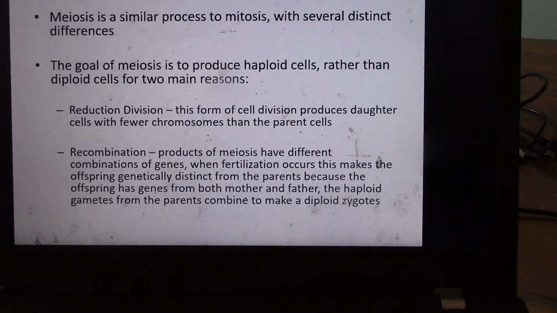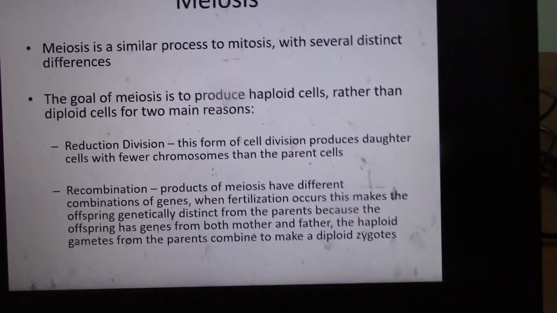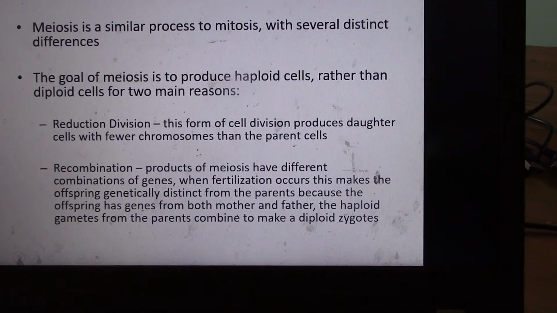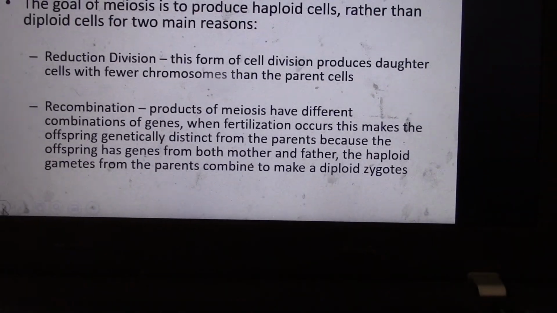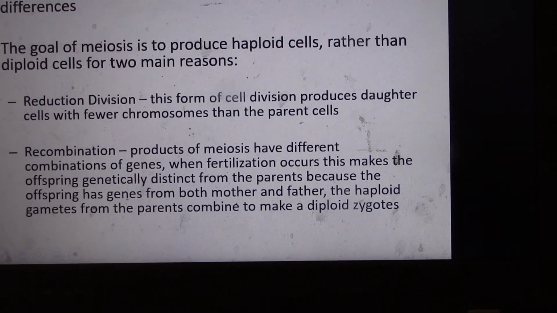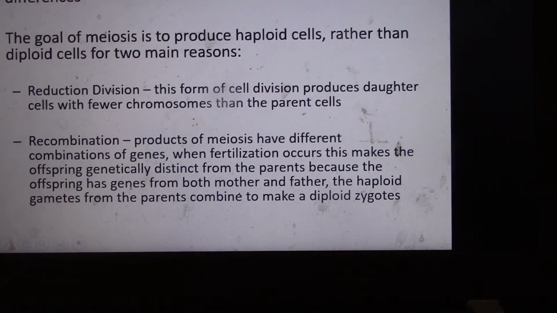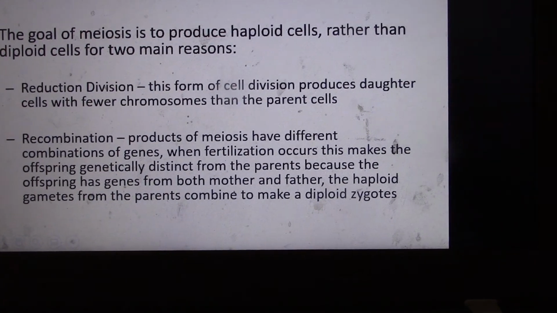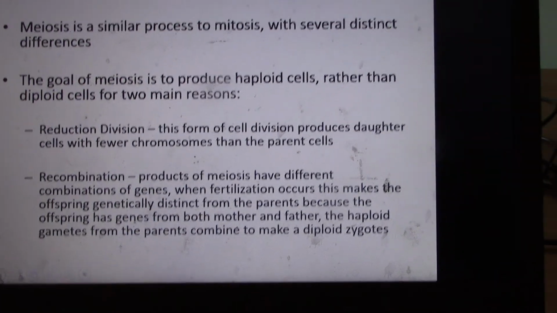There are two main things that happen in meiosis that really differentiate mitosis from meiosis. The first is reduction division. So we produce daughter cells with fewer chromosomes than the parent cells. The next one is recombination. In meiosis, rather than producing clones of the parents, the daughter cells are all genetically distinct. So there's a jumbling up of alleles, and we make genetically distinct gametes. That's a way that we increase genetic diversity.